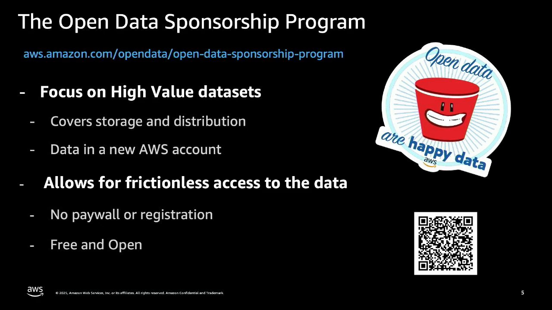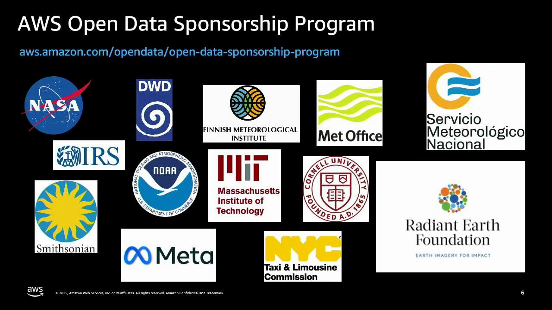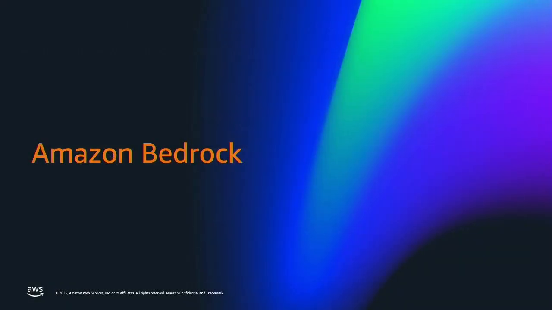I mentioned no paywall or registration, unless you really want that, and then you would not be covered by the sponsorship program, but you still could be listed in the catalog. And the data has to be free and open, again, with that CC BY 4.0 license. We work with a bunch of people. I really should have added more. Matt's slide was better. We work with government agencies, commercial folks, nonprofits, pretty much everyone everywhere. We even have some IRS data, New York City taxi cab routes. It's a lot.